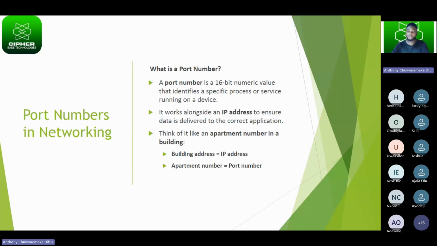So the address of the building is the IP address of the recipient. Now it needs a specific address to tell it, okay, this is the application you are going to, or this is where you're actually going to. So what do I mean by this? For instance, when you communicate over the internet, if it's a secure website, if it's an HTTPS website, you use port 443.